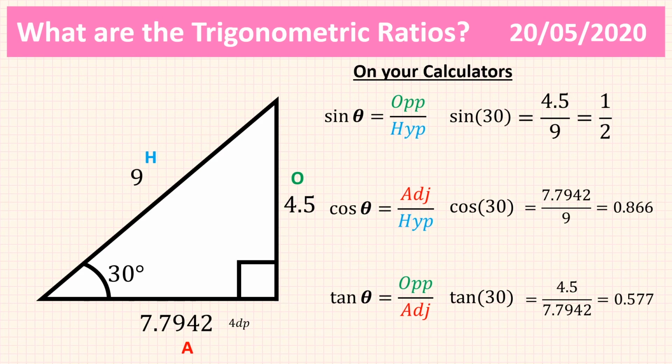Now hopefully that's giving you a base understanding of what the trigonometric ratios are. You've become familiar with the layout of how to use them. So sine of theta, sine of the angle, is equal to opposite divided by hypotenuse. Cos of the angle is the adjacent divided by the hypotenuse. Tan of the angle is the opposite divided by the adjacent. And you can use that to try and practice answering some questions.